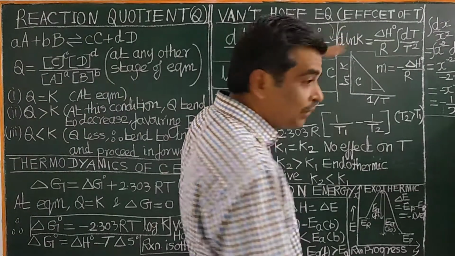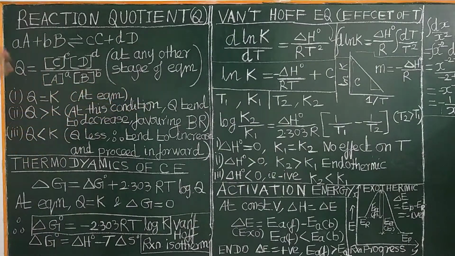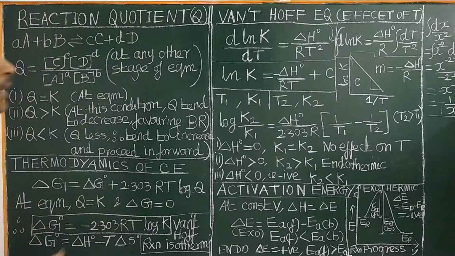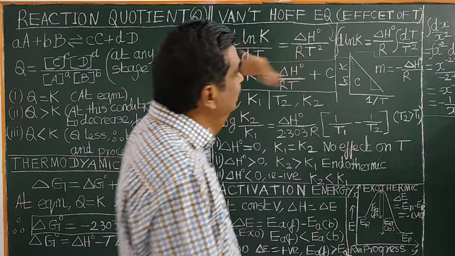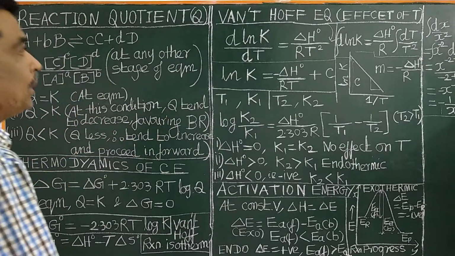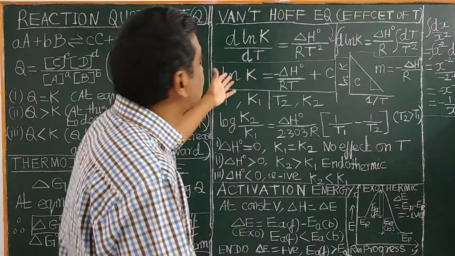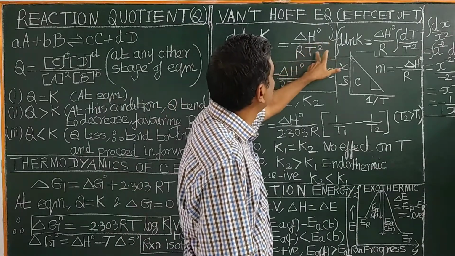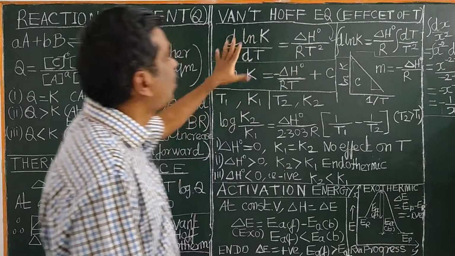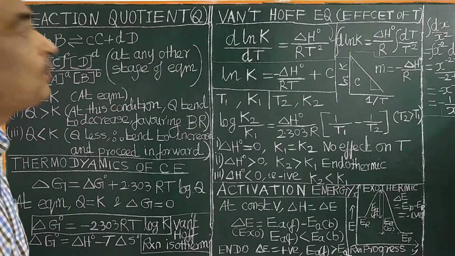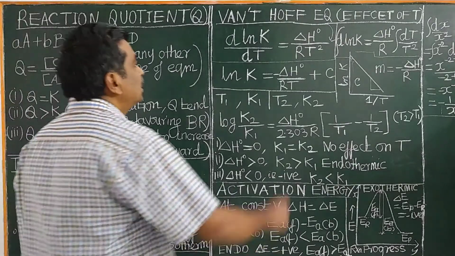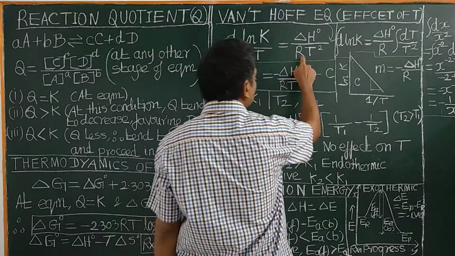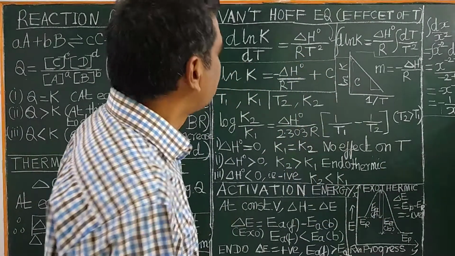Let us see the effect of temperature on the chemical equilibrium. Van't Hoff has derived a mathematical equation to study the effect of temperature on the chemical equilibrium. In thermodynamics, we have studied d ln K divided by dT equal to delta H naught by RT square. This equation is called the van't Hoff equation. This gives the effect of temperature on the chemical equilibrium, where delta H naught is the heat of reaction at standard condition, R is the molar gas constant and T is the temperature.